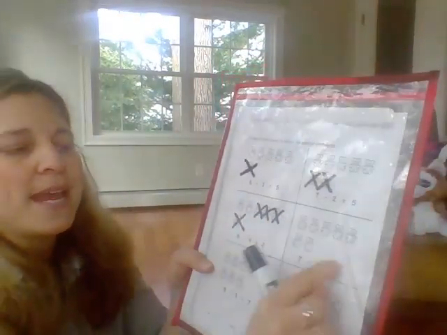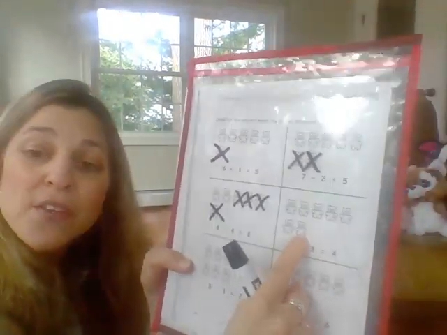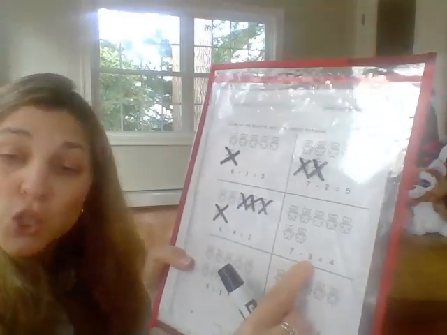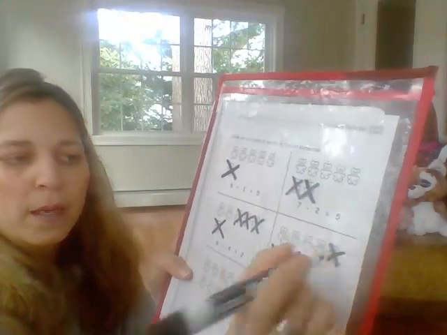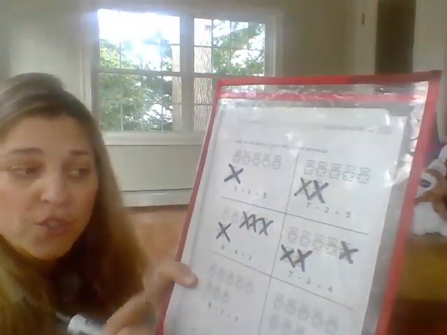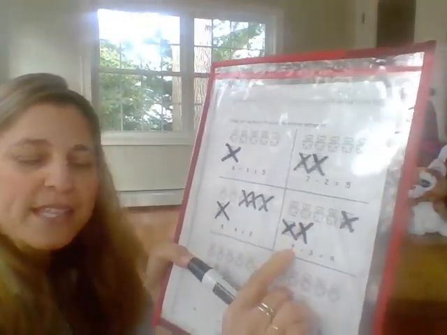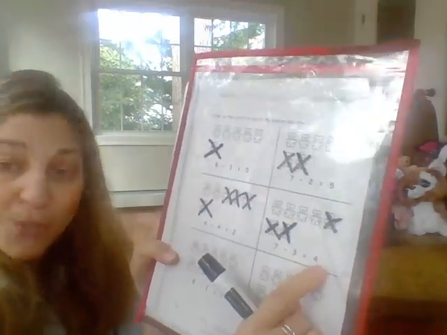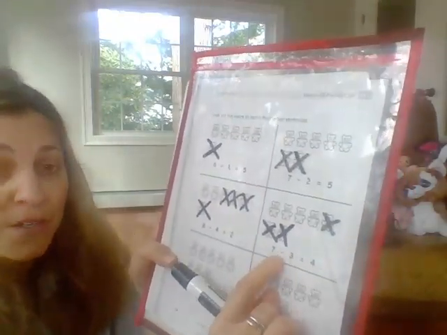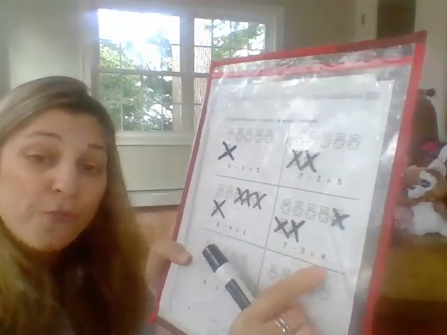Very good. Next one, I have 5, 6, 7 bears. Minus 3 equals 4. So minus 3. And then I have 4 that are left. Read the sentence with me. 7 minus 3 equals 4. You do it. 7 minus 3 equals 4.